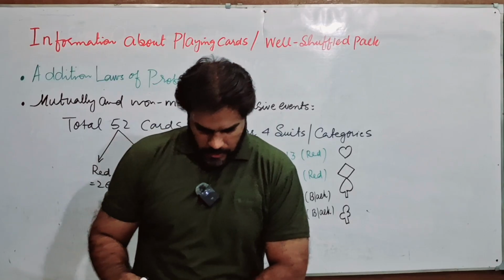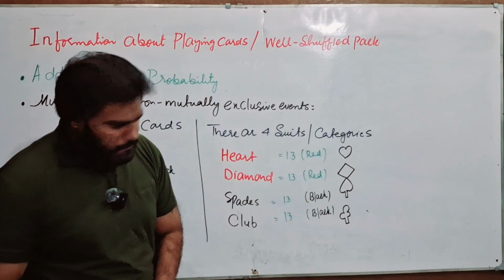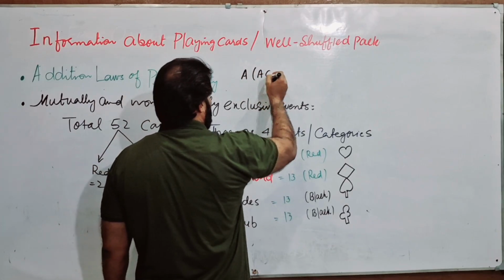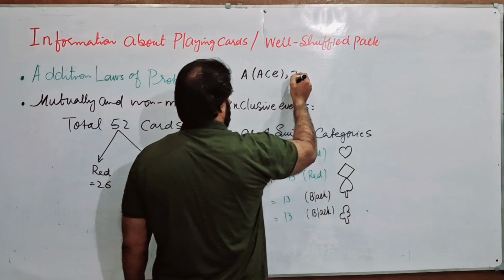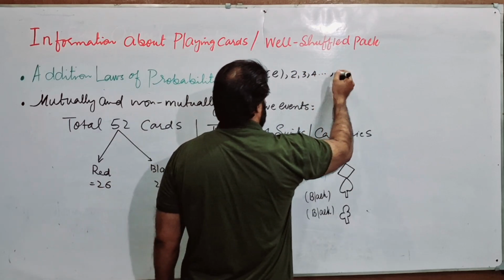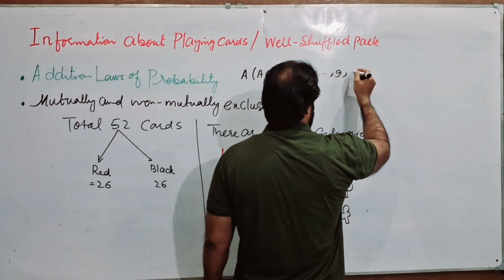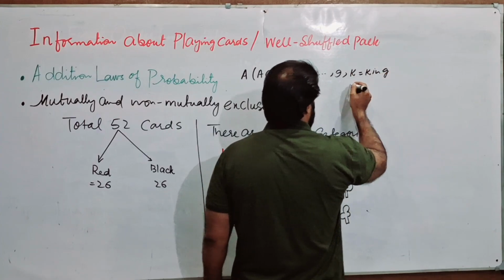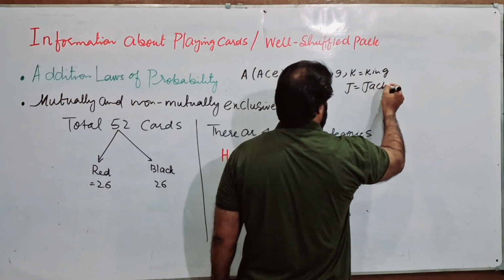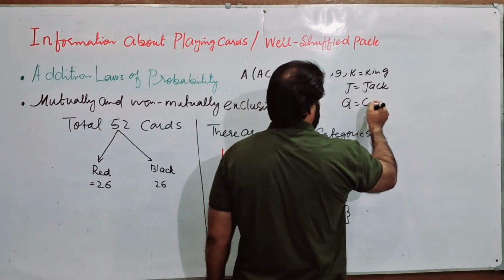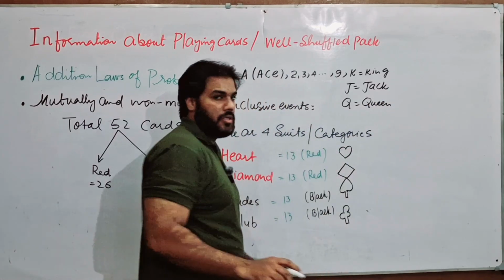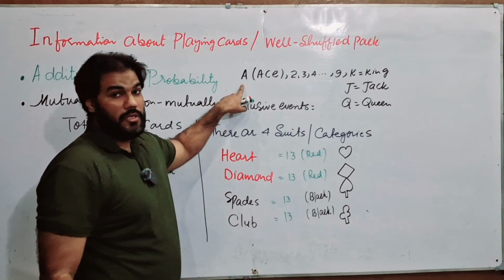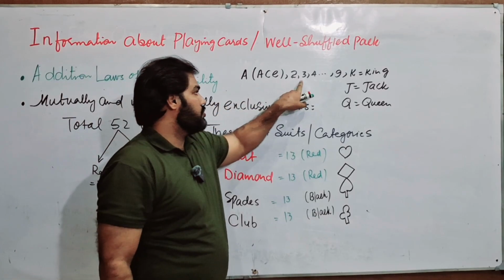Further, the card numbers are: the first card number is A, also called the card of ace. Second is 2, 3, 4, up to 9. The next cards are denoted by the letter K. K stands for king, J stands for jack, and Q stands for queen. So these are the total card numbers in these 52 cards. The first card number is displayed by the letter A. The next is 2, 3, 4, up to 9.